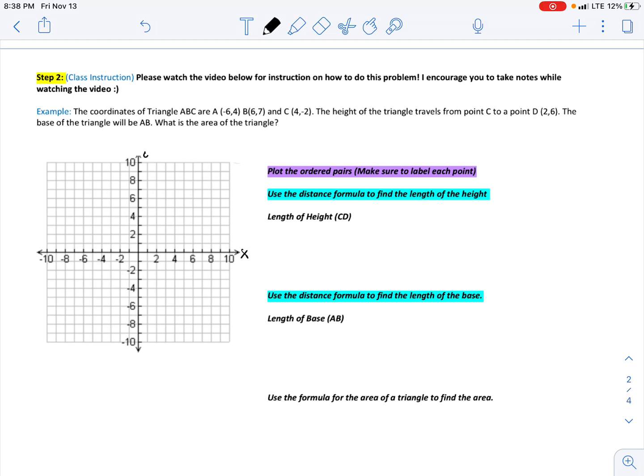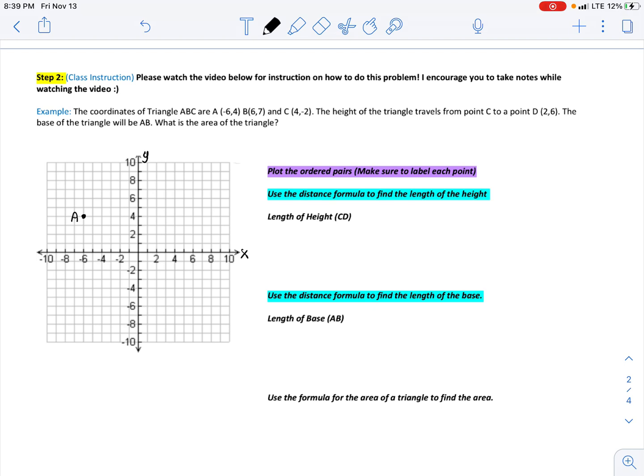And so note that this is your x and this is your y-axis. And that the -6 is the x value. So the first value in your coordinate pair is always the x value, and then the second value in your coordinate pair is the y. And so I'm going to go over to -6 on the x-axis and then up 4 for the y. And so that's my point here, which is point A.